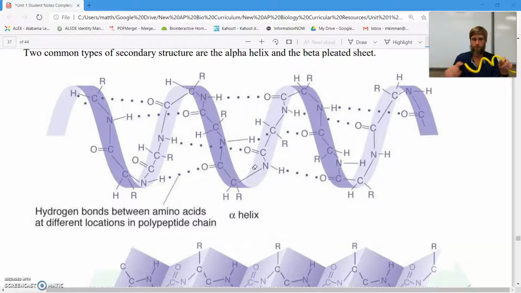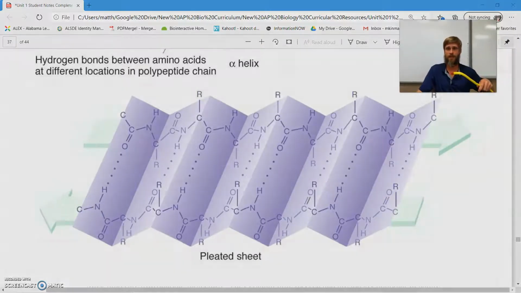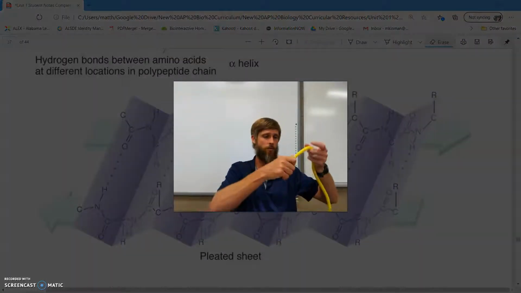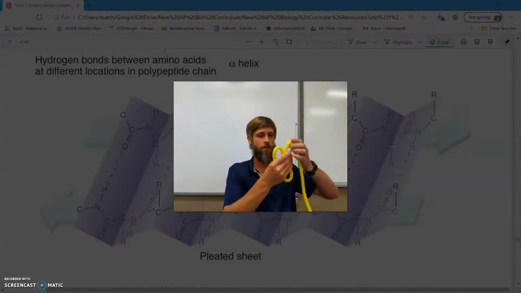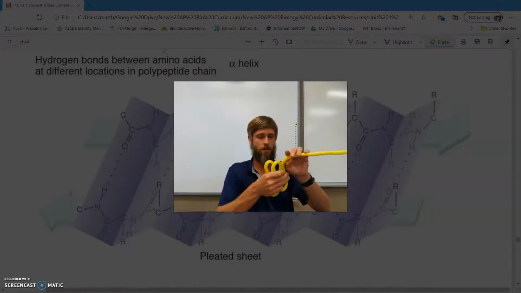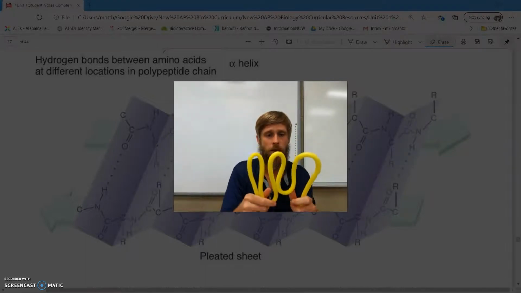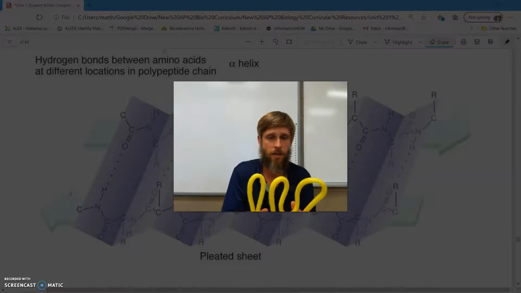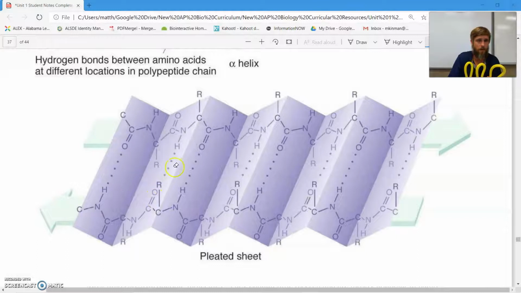form this helix. Now, in the case of a pleated sheet, we have almost like making a sandwich. All right, so we're folding this up like this, folding it up like this. I don't know if this is how you guys make sandwiches, but, you know. Basically, I'm trying to say that you're stacking them up like this right here. All right, so this would be a pleated sheet. And what causes this to happen? Well, if you look here, we have hydrogen bonds causing this pleated sheet to occur.